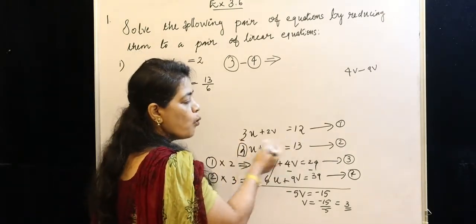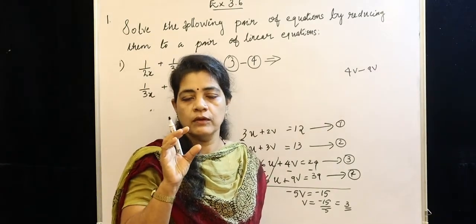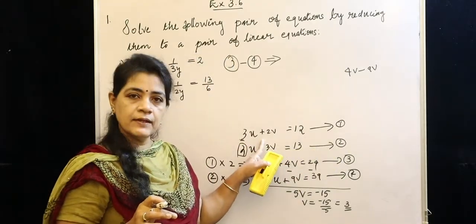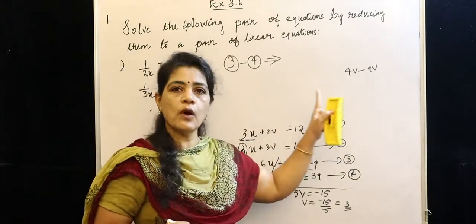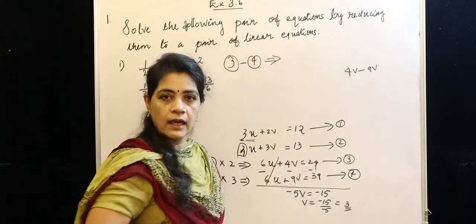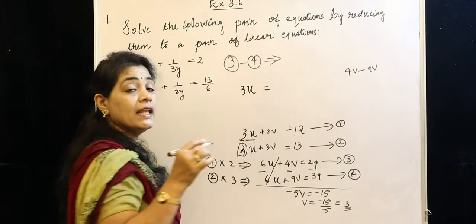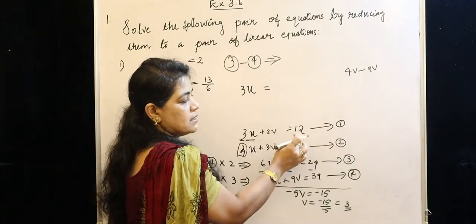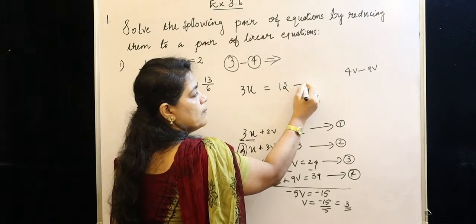In order to get the second variable, that is u, what do we have to do? From equation 1, you have to write equation 1 with respect to u, because we need the value of u. You can keep 3u alone and take this 2v to the RHS. So plus 2v becomes minus 2v. 12 is already there, so you write that term first, then this minus 2v.